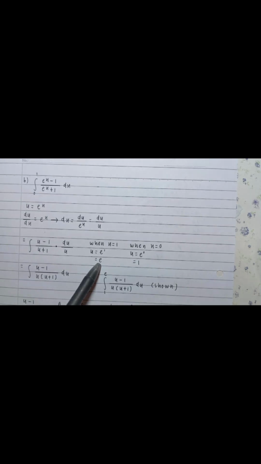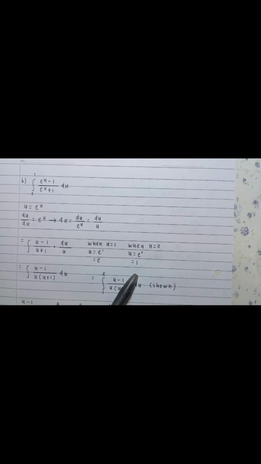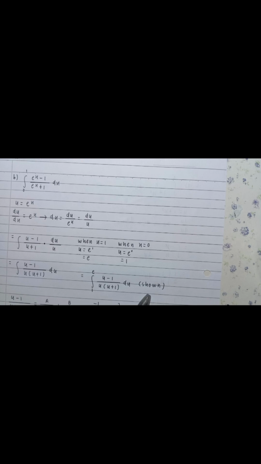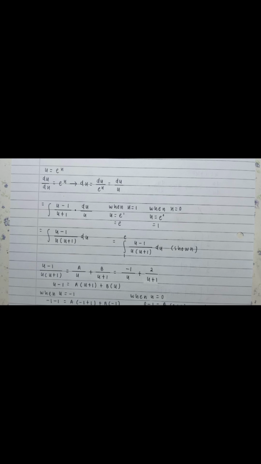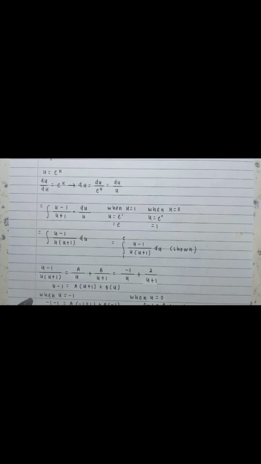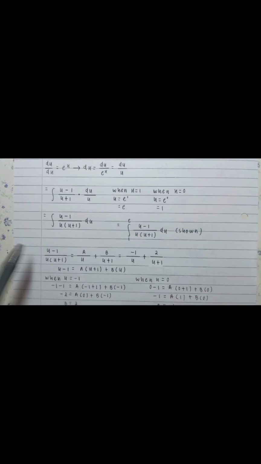So, jawapan akhir dia, since kita dah cari dia punya upper limit and lower limit, so kita just substitutekan and then tulis balik yang ni and then shown. Kita belum habis lagi. Hence, soalan minta find the exact value of this one. So, kita guna partial fraction method.